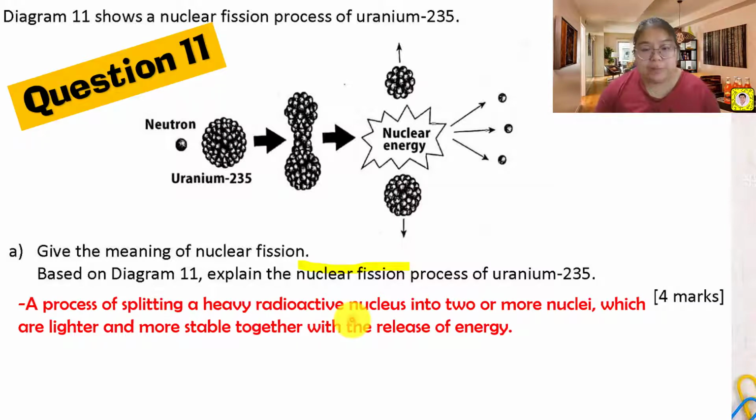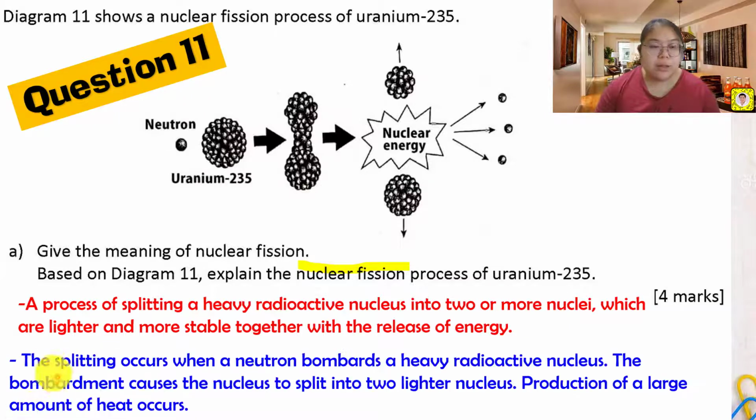When you split, after that it produces energy. Then we see the next 2 marks. The splitting occurs, but why can the splitting occur? You must say about the neutron. The neutron bombards a heavier radioactive nucleus. The bombardment causes the nucleus to split into 2 lighter nuclei. After that, a large amount of heat is produced. Okay, this one is the definition for nuclear fission.